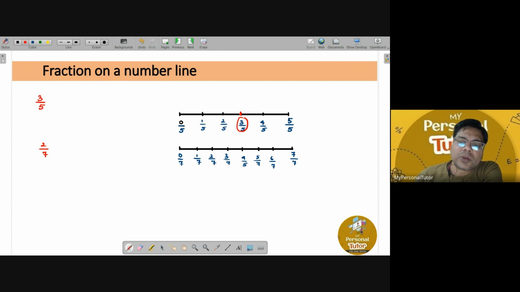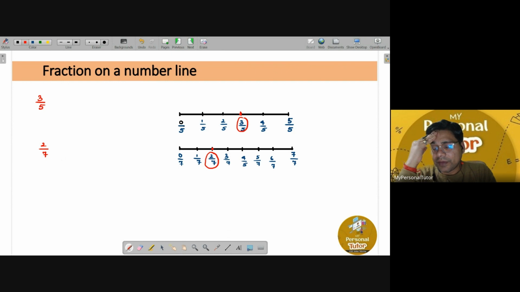So whatever you have to represent, you can highlight that. So this is the point, 2/7 on the number line. Okay. Are you getting it? Now the next thing is, if it is a proper fraction, it is fine. But if it is an improper fraction, how to do it?